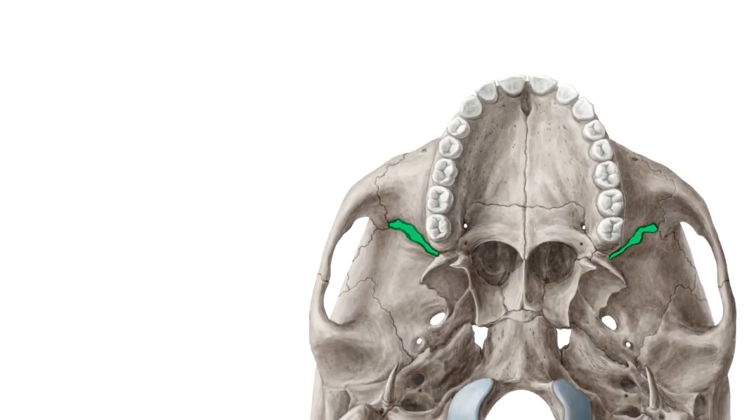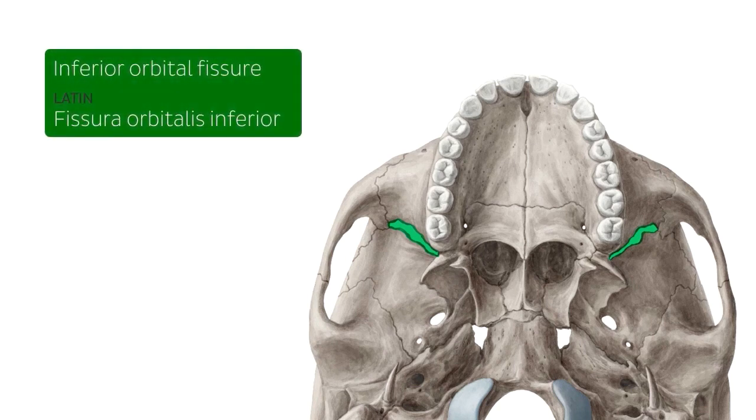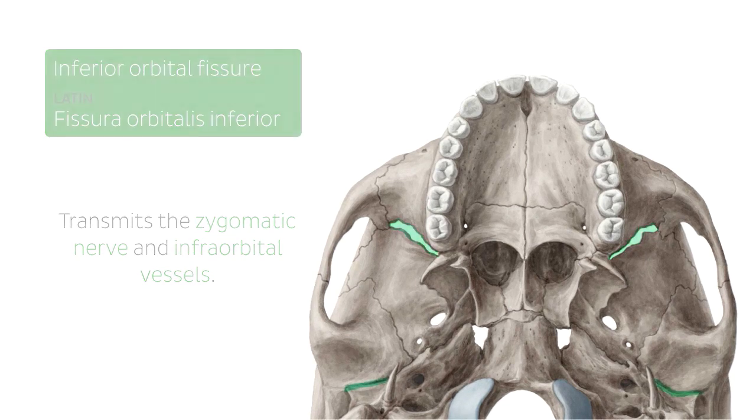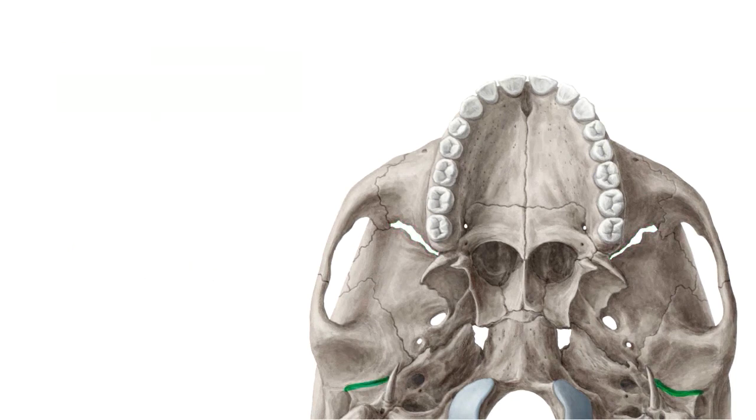Next one to cover on this tutorial, and seen from the inferior view of your skull, is going to be a fissure known as the inferior orbital fissure. And the inferior orbital fissure transmits the zygomatic nerve and the infraorbital vessels. The structure is found between the greater wing of the sphenoid, as you can see here on this image, and also the maxilla here, and the orbital portion of the palatine bones, but we cannot clearly see that from this view.